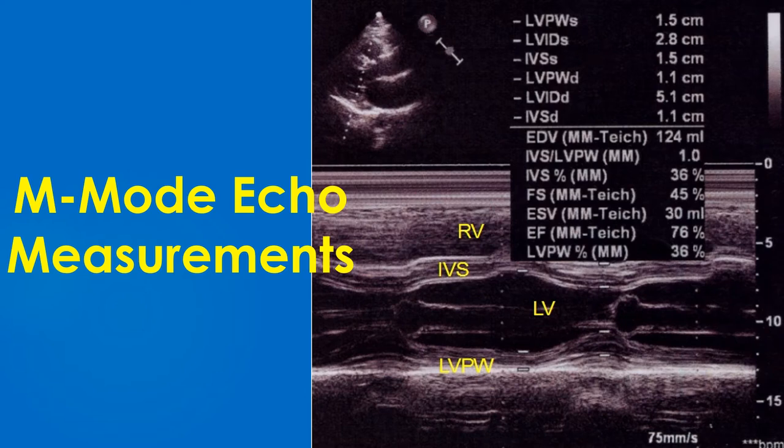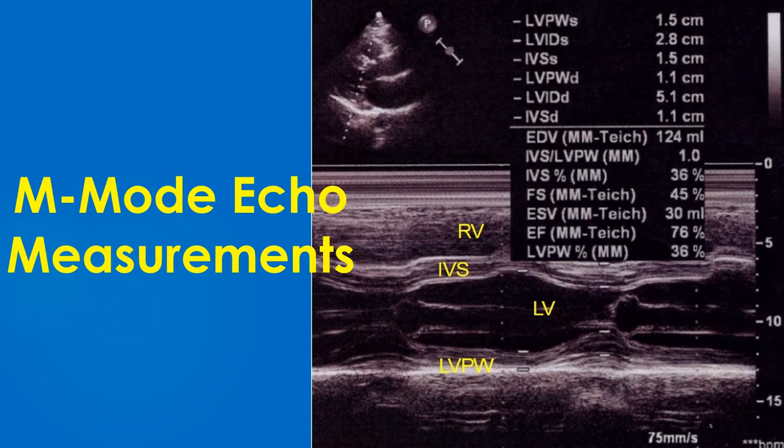EDV, end diastolic volume. IVS by LVPW, the ratio of the thickness of the interventricular septum and left ventricular posterior wall in diastole. In asymmetric septal hypertrophy due to hypertrophic cardiomyopathy, this ratio is increased. It is reduced in septal thinning due to anterior wall myocardial infarction.